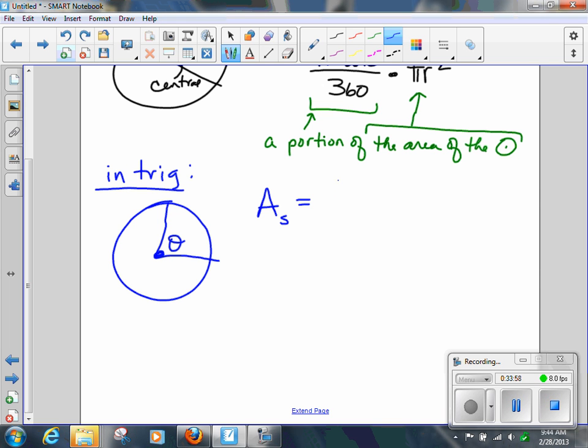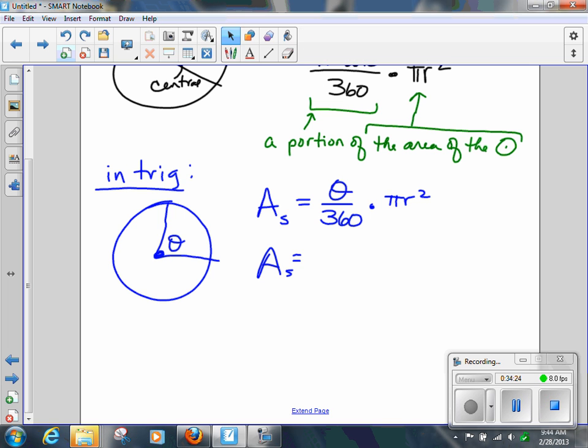Use the same. Theta over 360 times pi r squared. A sub S, area of a sector. Measure of the arc, which is theta, divided by 360 times pi r squared. Now, pi r squared. Here we go. Any changing I can do here?